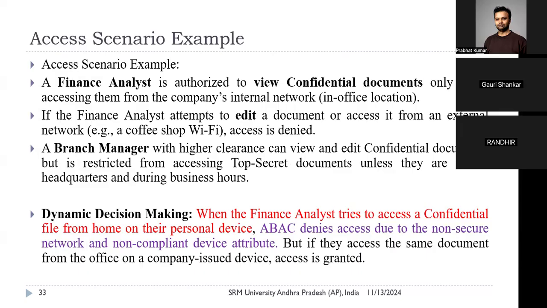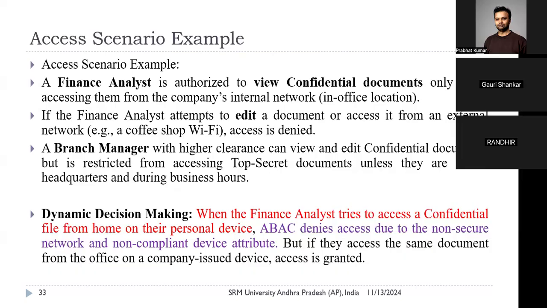Similarly, a branch manager can view and edit confidential documents, but is restricted from accessing top secret documents. So top secret documents cannot be accessed by a particular branch manager, as he is not entitled. He can only access the confidential information. So resources have some categories and some attributes will be added, and then permission is granted.